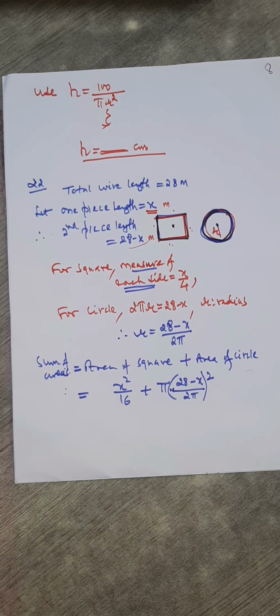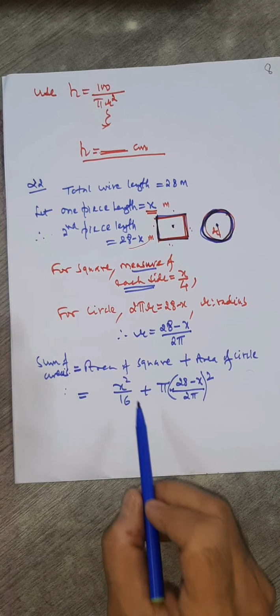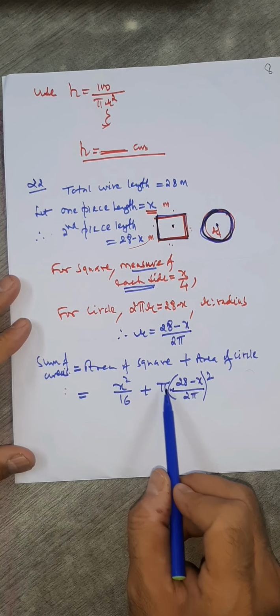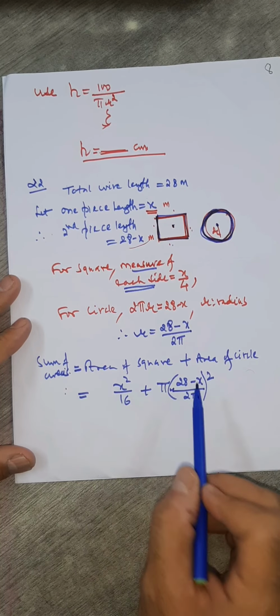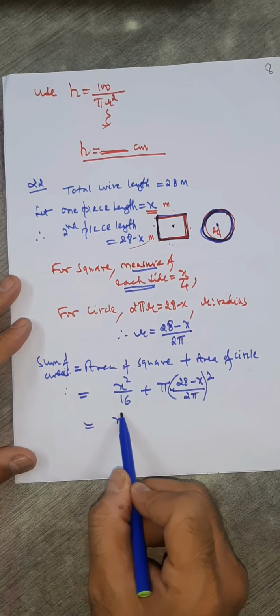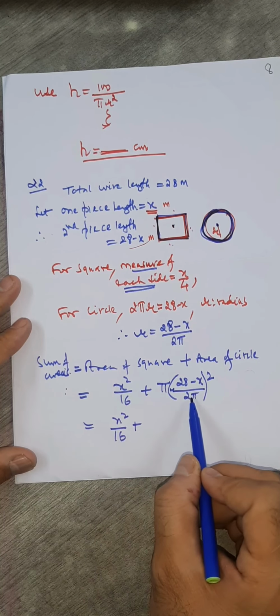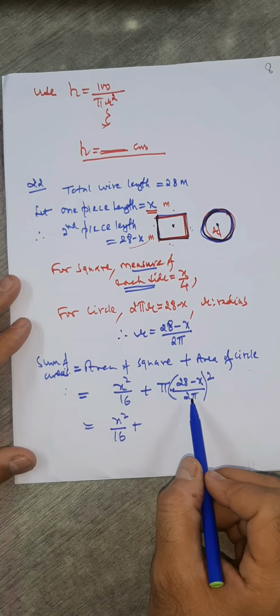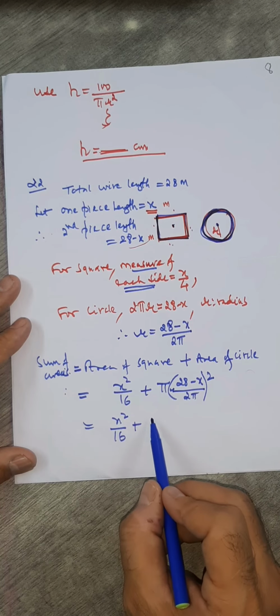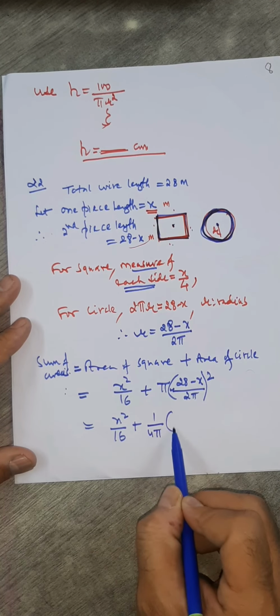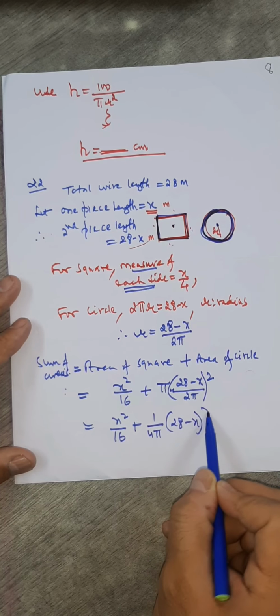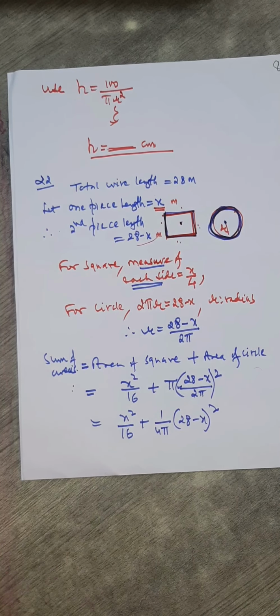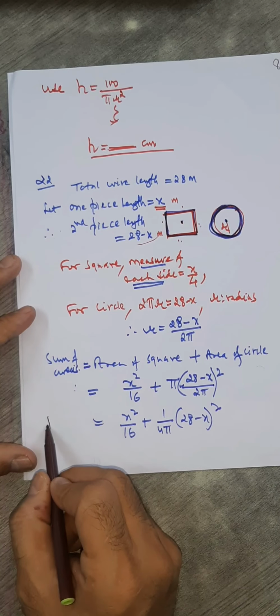Now here you can see it is purely in the form of x, pi constant, 28 constant. But before I go further, I'll just simplify. This is 4 pi r squared, so 1 pi will get cancelled. So it is just 1 by 4 pi (28 minus x) the whole square. I'll call that a function f(x) because it is in the form of x.